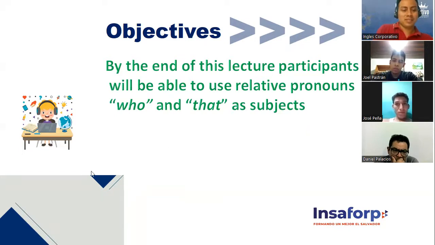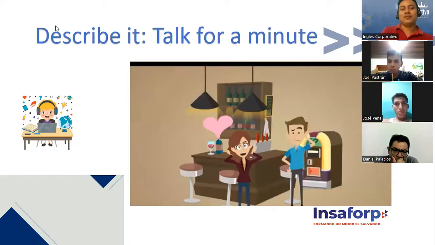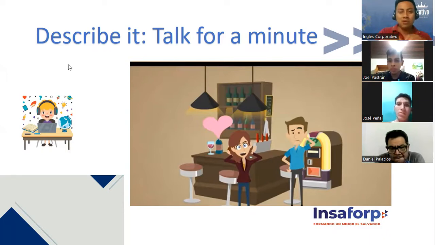But before we get to this topic, I want to show you this picture. And this is your first challenge, okay? What do you see in this picture? I want you to raise your hand and talk for 1 minute. What is their relationship? What are they doing? Where are they? Who are they? Why are they there? Whenever you want to speak, a tip that I can give you is this: think about what, where, how, and all these question words.